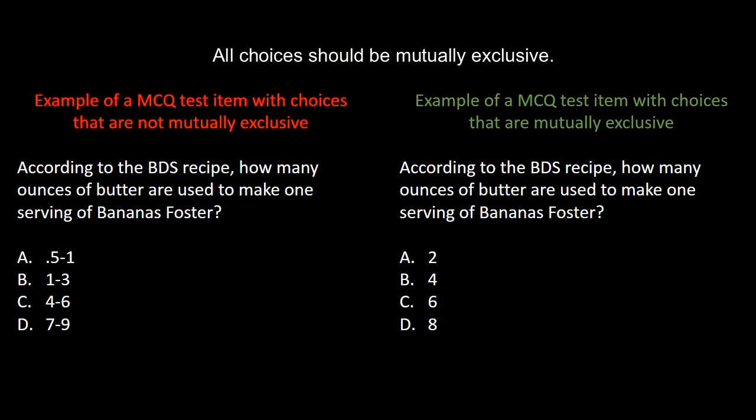All of the possible response choices should be mutually exclusive. In both stem examples, we see the question, according to the BDS recipe, how many ounces of butter are used to make 1 serving of Bananas Foster? On the left, we see responses that are not mutually exclusive. There's a range of possible responses, 0.5 to 1, 1 to 3, 4 to 6, 7 to 9. There's a second problem in these response choices, as both A and B have 1 in the response choice. On the right, we see responses that are singular, mutually exclusive. There's just 1 correct answer or correct response. The responses are presented in a logical order numerically, low to high.